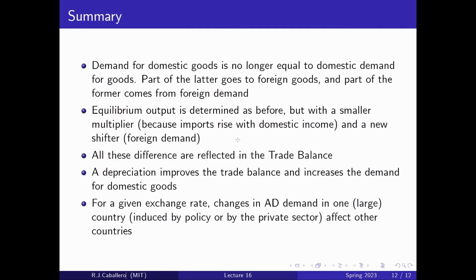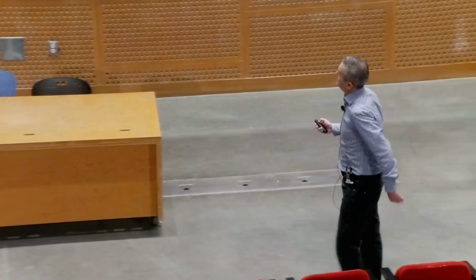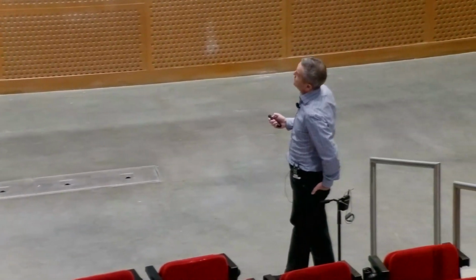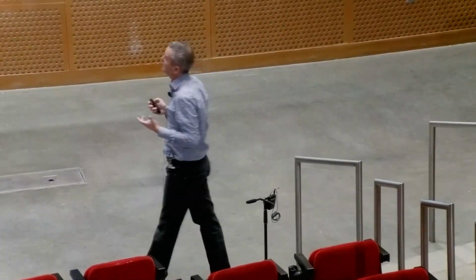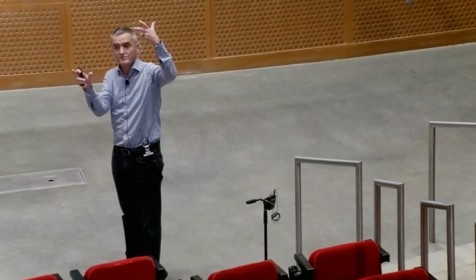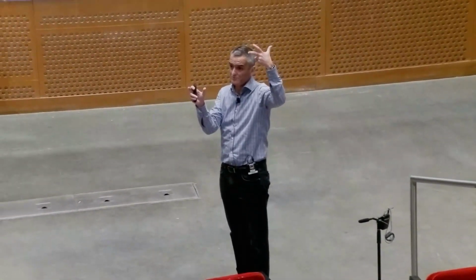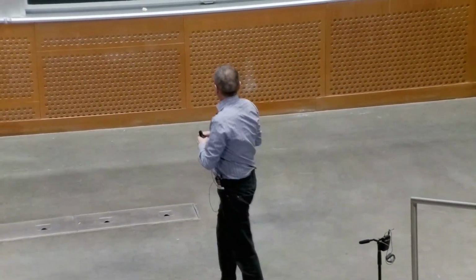So equilibrium output, again, is determined by domestic output equal to that, not to that. The difference between the two is reflected in the trade balance. Another way of thinking about the trade balance is simply the difference between the demand for domestic goods and the domestic demand for goods. So the trade balance is nothing else than the DD curve minus the ZZ curve. Sorry, the ZZ curve minus the DD curve. That's net exports. Sorry, let me write that down.